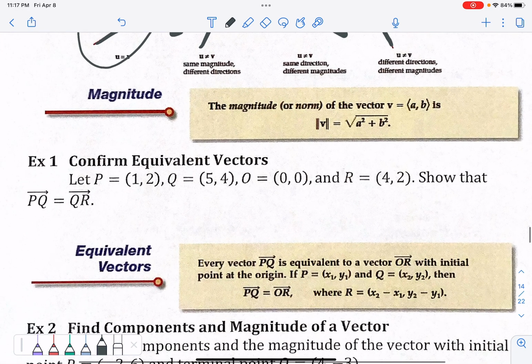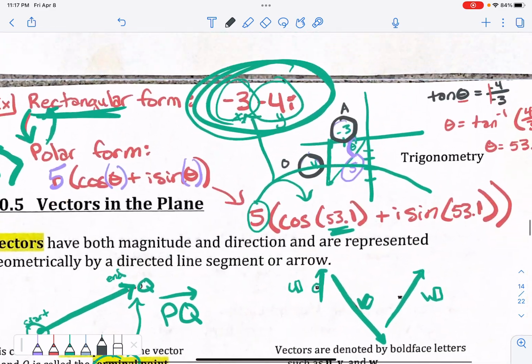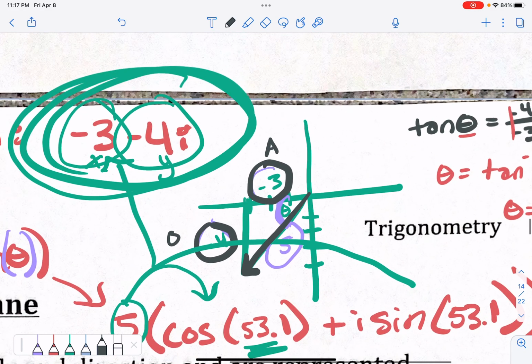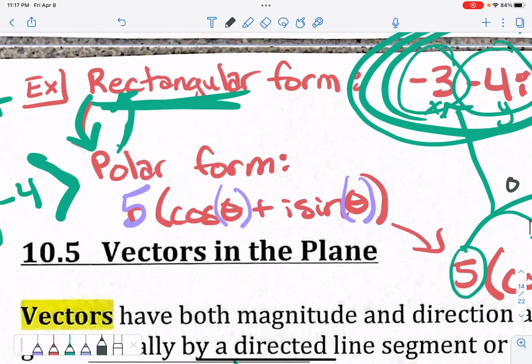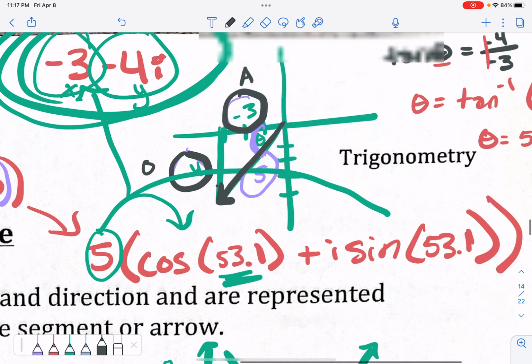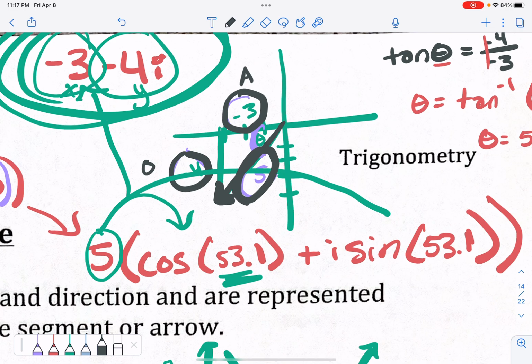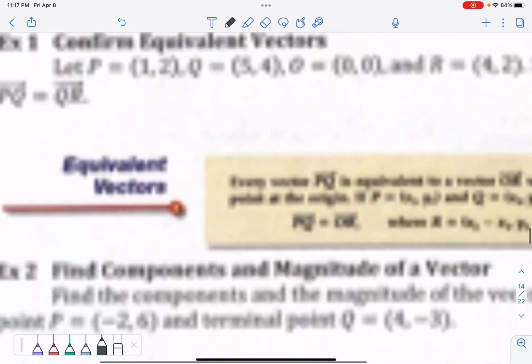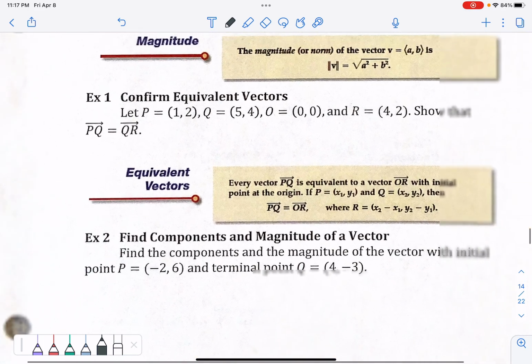Now, when we're talking about magnitude, okay, I'm going to go back up to this top here. If this guy was a vector, and it was represented with -3, -4 in component form, and we were trying to find the magnitude, we're trying to find the length, that's exactly like finding that R value, right? You do the Pythagorean theorem, and that will give you your magnitude or your R, okay? So we've already done this before, actually.